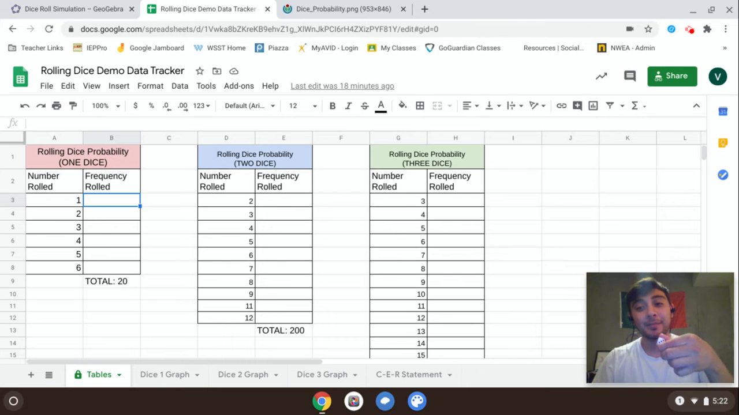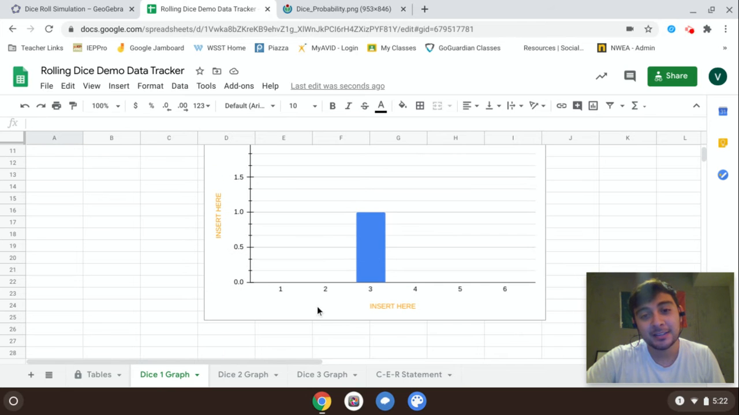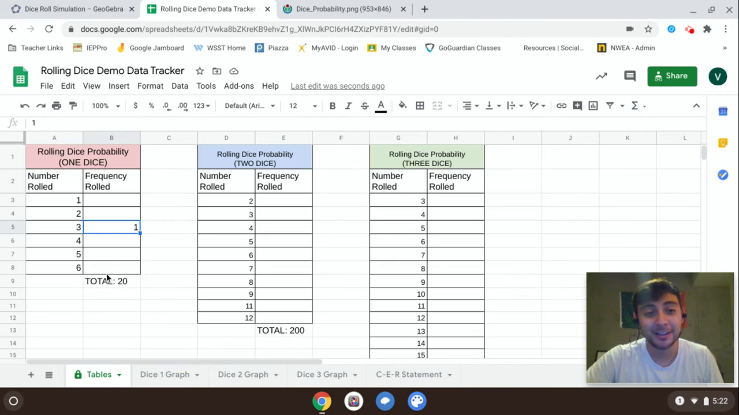Here's my first time. I have a 3. So what I'm going to do is go to where 3 is and just put a 1 there because it got rolled one time. And as you can see, as that happens, if you go to your Dice 1 Graph tab, look at that. You can already see it being recorded. Look at that, how awesome that is.